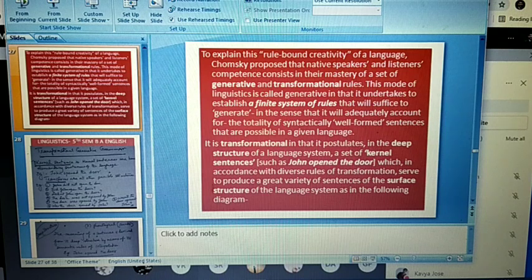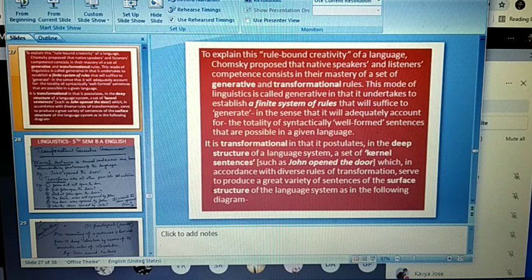So when I say kernel sentence, remember, kernel sentences are sentences which are just the basic forms. Say, John loves Mary, I like ice cream, the cat killed the rat. These are all kernel sentences. John opened the door. These are all kernel sentences.